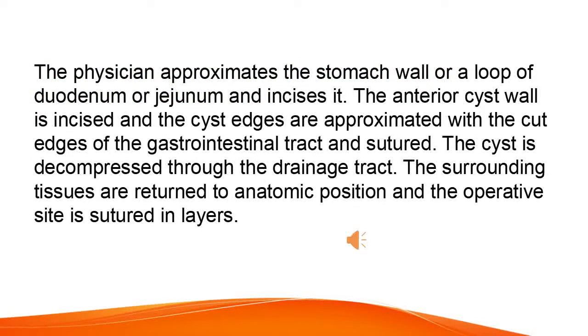The physician approximates the stomach wall or a loop of duodenum or jejunum and incises it. The anterior cyst wall is incised and the cyst edges are approximated with the cut edges of the gastrointestinal tract and sutured. The cyst is decompressed through the drainage tract. The surrounding tissues are returned to anatomic position and the operative site is sutured in layers.